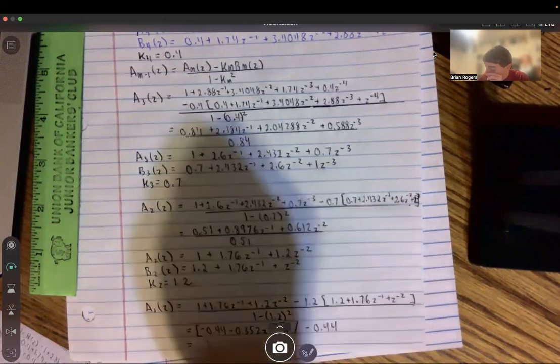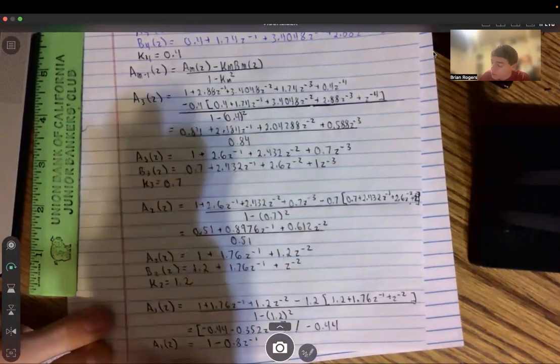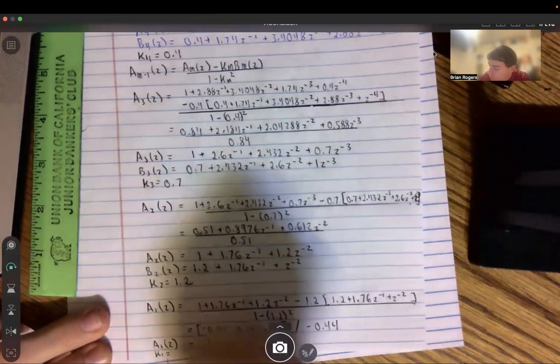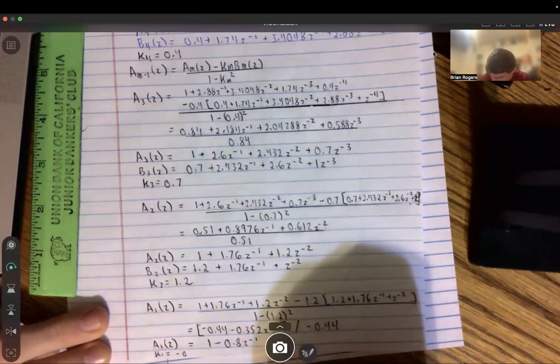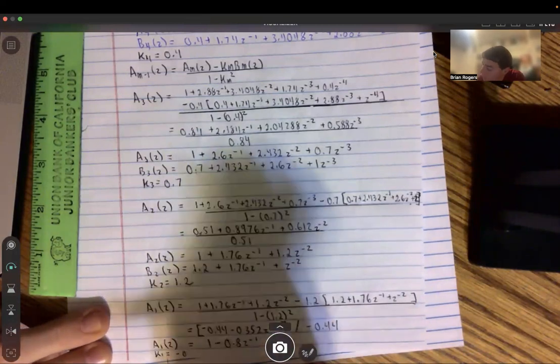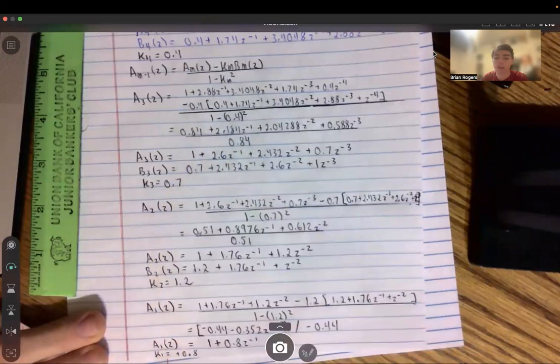So now that you got this, your A1 of z, notice that your coefficient for your k1 is equal to negative 0. Check real quick. Would this be negative? Oh, sorry. This is a positive right here. So it's positive 0.8. Okay.